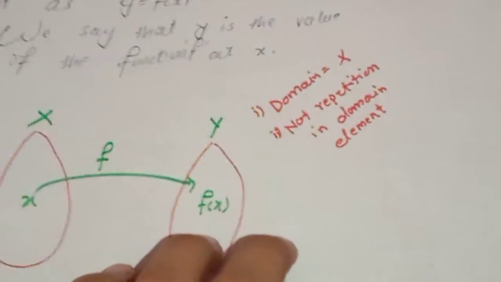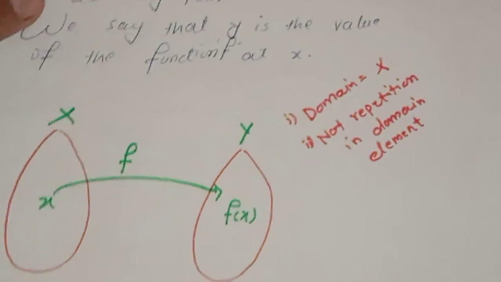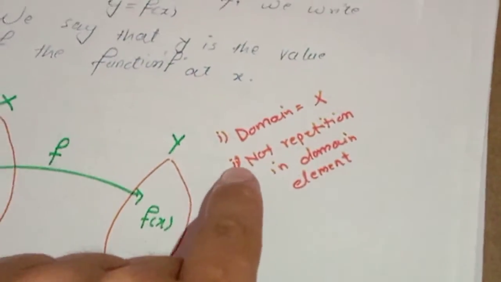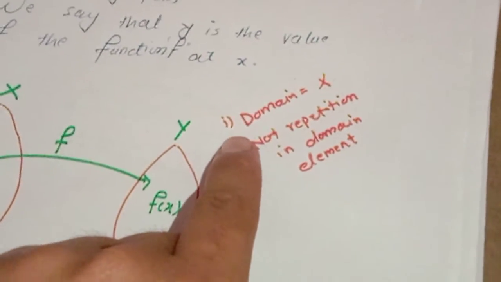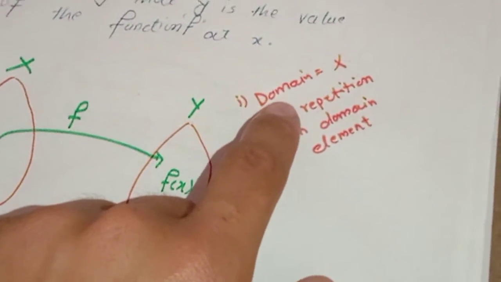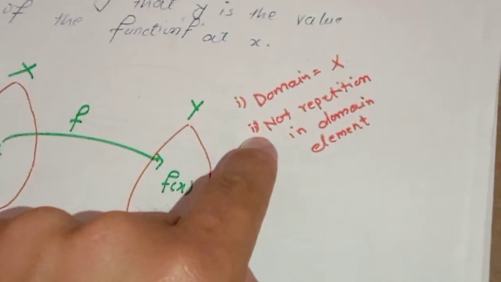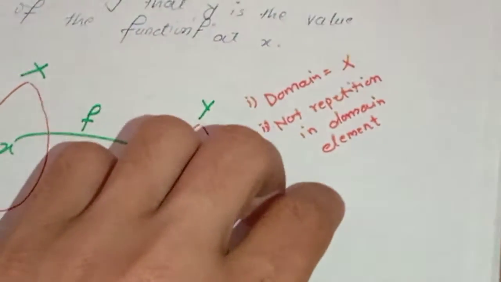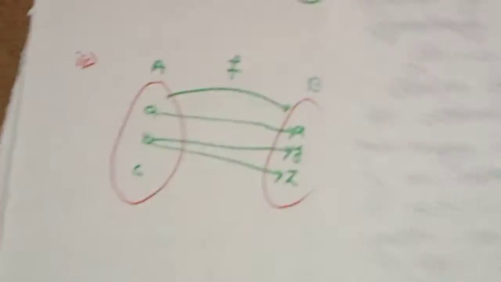Now there are two conditions if you want to check whether a relation is a function or not. Number one, the domain will be the complete set X, and number two, no repetition in domain elements. If one element is repeated in the domain elements, then we can say that this is not a function.